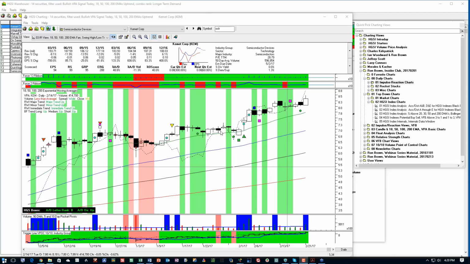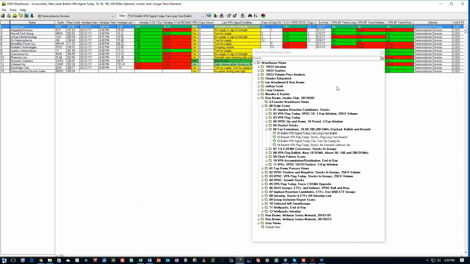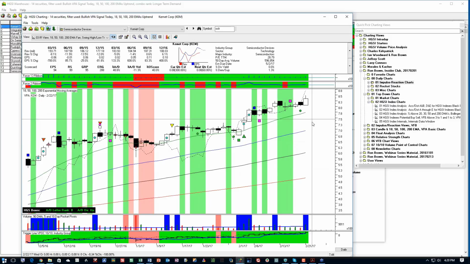This view that I'm looking at right now, or the screen I'm looking at, is fan formations with bullish VPA signals today. So here is why this came up yesterday.